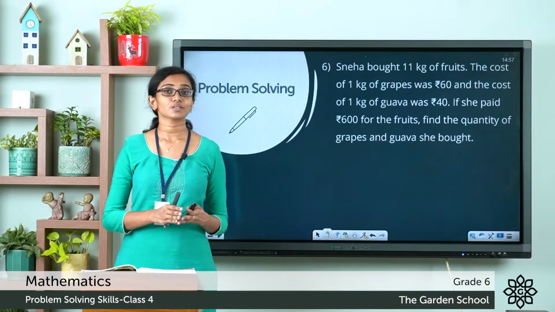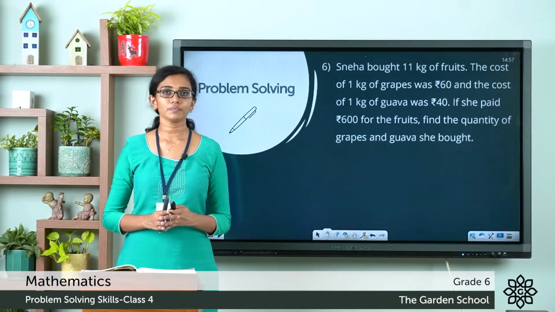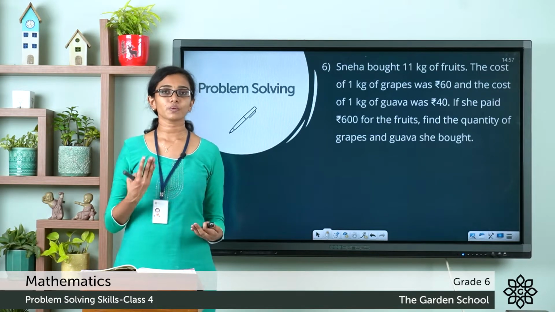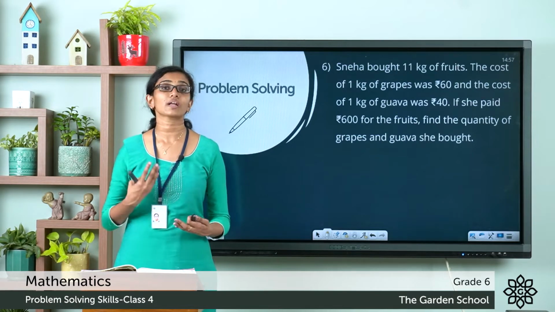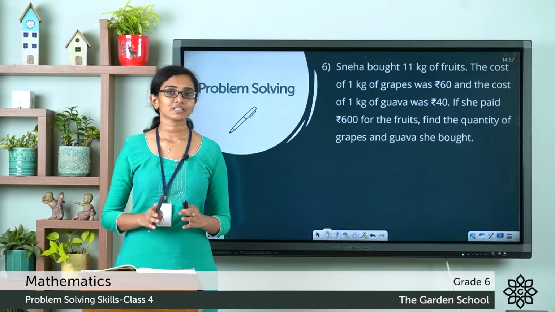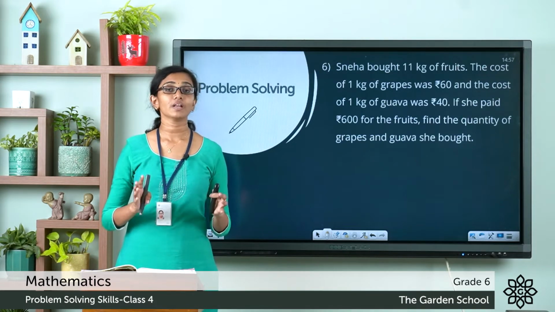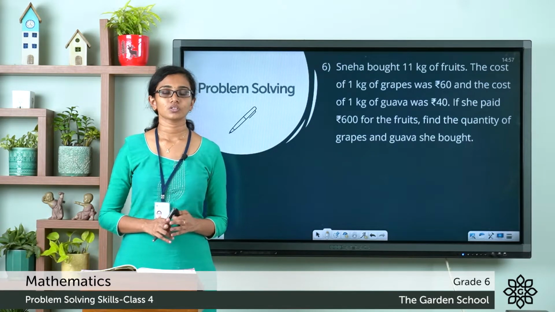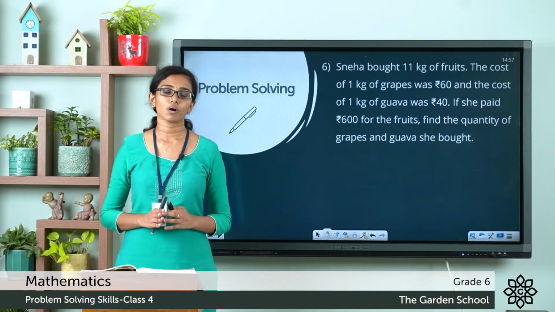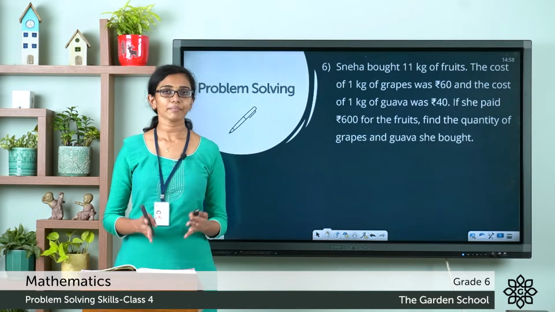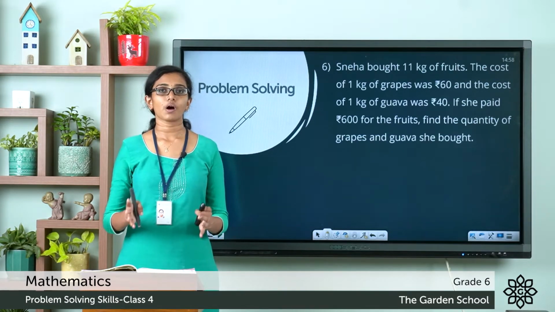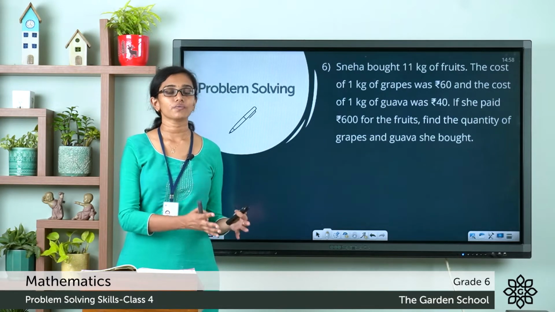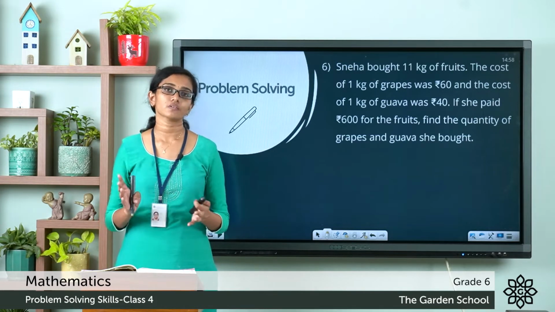So, as in the case of any problem, the first step is to read and clearly understand what is being given in the question and what has to be found out. In the question it says Sneha bought a total of 11 kg of fruits and she bought 2 kinds of fruits. She bought some grapes and some guavas. So this 11 kg is the combined weight of grapes and guavas, but we don't know exactly what is the quantity of guava she bought and what is the quantity of grapes she bought.